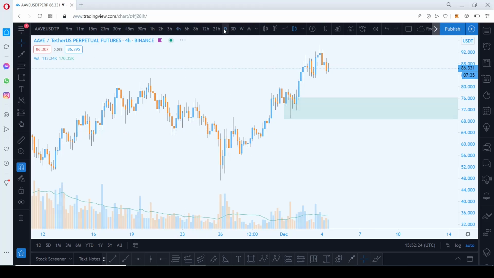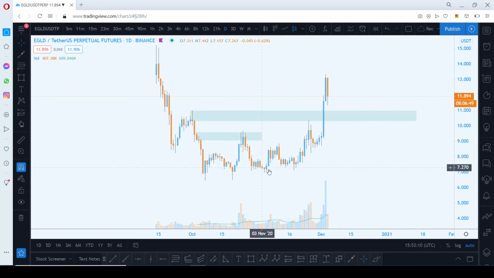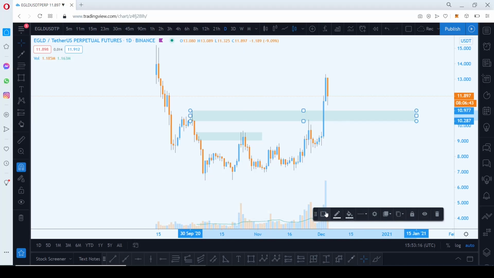Let me see if I can get one more example. Okay, let's use this. So this has a supply zone, I think. Yeah, resisted just with a break. Okay, yeah, it's another form of supply.